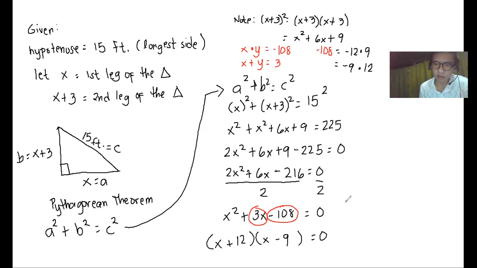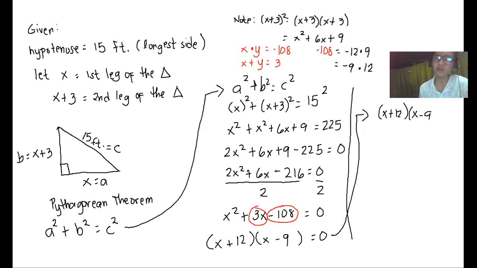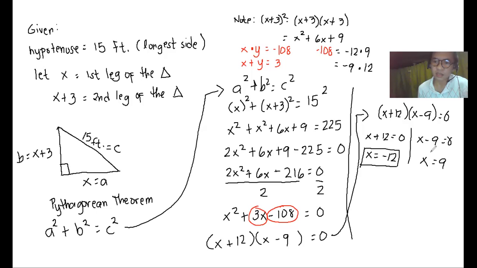So let us continue here. We have the quantity x plus 12 and the quantity x minus 9 equals 0. Like on the other problems, we will equate both to 0. So we have x plus 12 equals 0, and then x minus 9 equals 0. Finding the value of x, x equals negative 12, our first value of x, and on the other side, x equals 9.